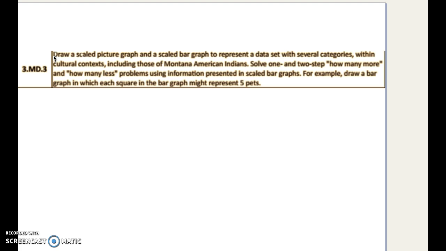So I'm just going to read this and highlight as I go. Draw a scaled... I don't like that. I'm going to just try this again. Okay, so the student must be able to... are we ready?